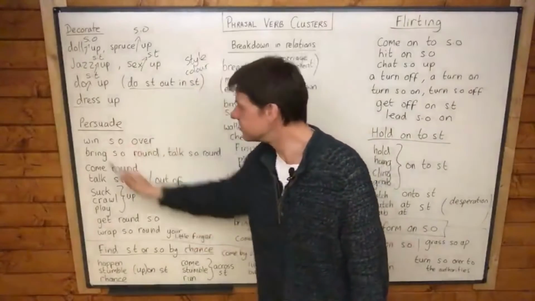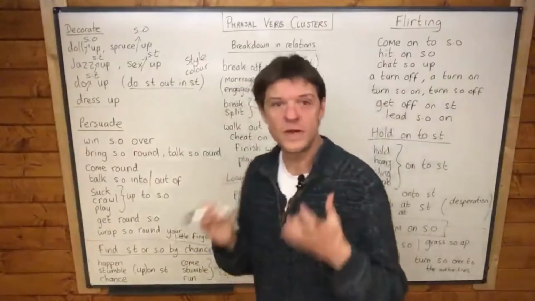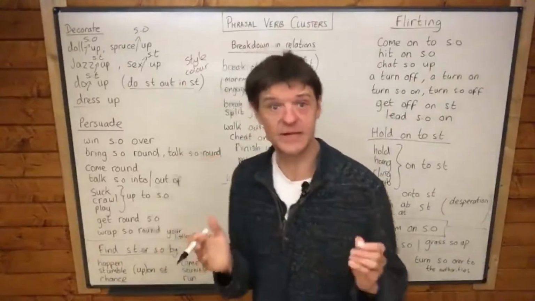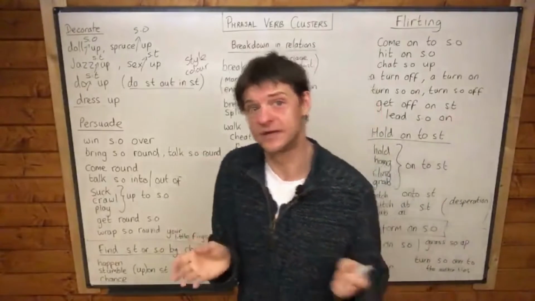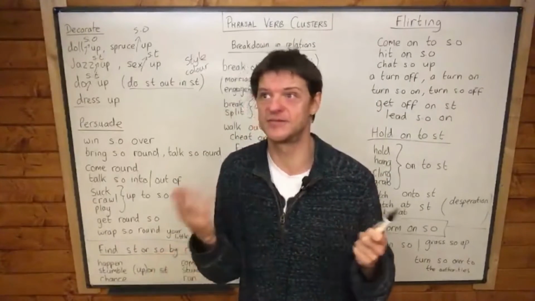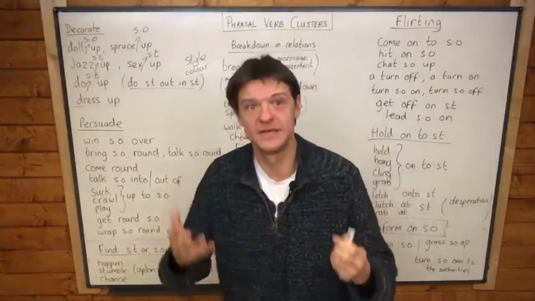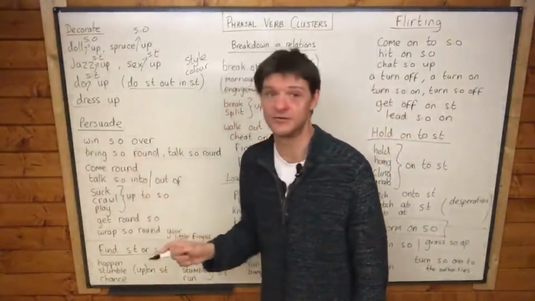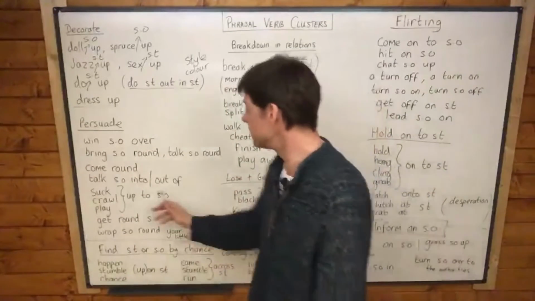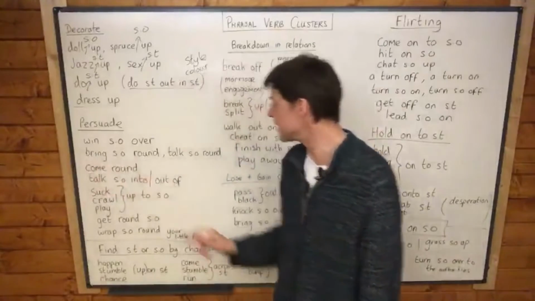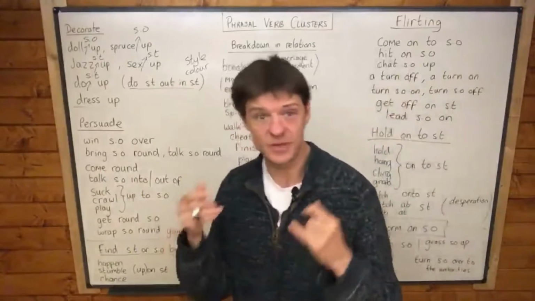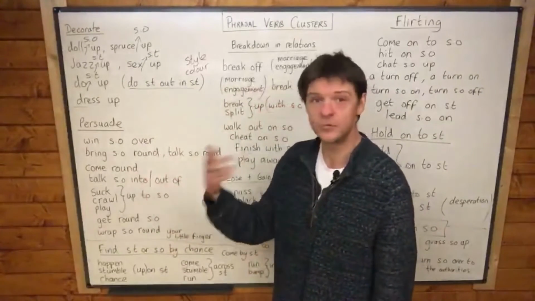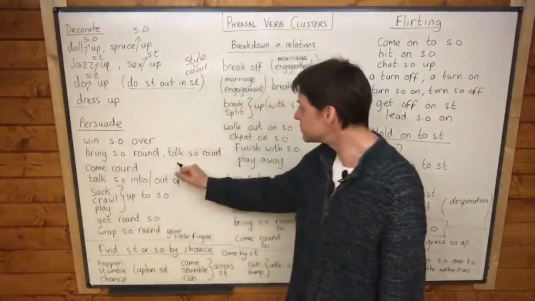Okay, if we come on to persuade now, if you win someone over, you manage to persuade them. Okay, they are completely persuaded. So they're not persuaded first of all, but you tell them some things which persuade them to see things from your perspective. Okay, so you win that person over. But that is an exact synonym of the next one. You bring that person round. Okay, you bring someone round when you persuade them. So these mean persuade. I won him over, I persuaded him. I brought him round, I talked him round.